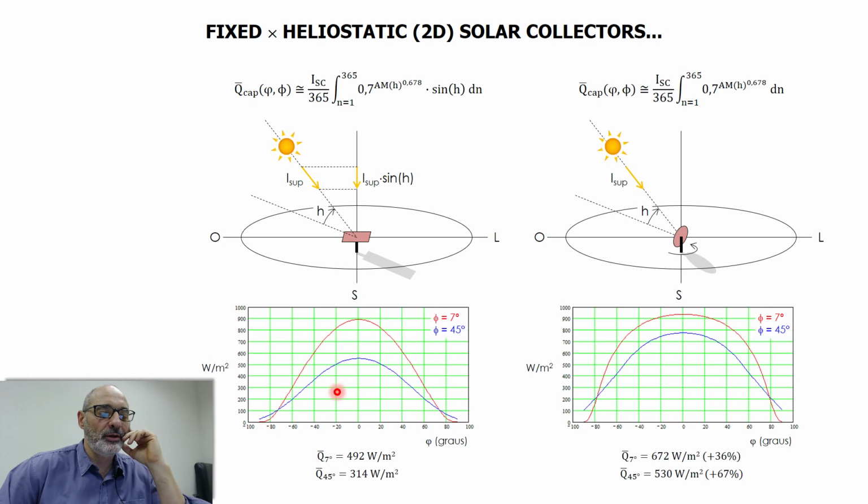So when we do the calculations for 7 degrees and for 45 degrees, we get these curves in terms of average watts per square meter during the hours of the day. And this is for a heliostat. We don't have to project because it corrects the position. It corrects for h, so we don't have to multiply by sine of h here. And we get this red curve here for Piauí and this one for 45, just for comparison.